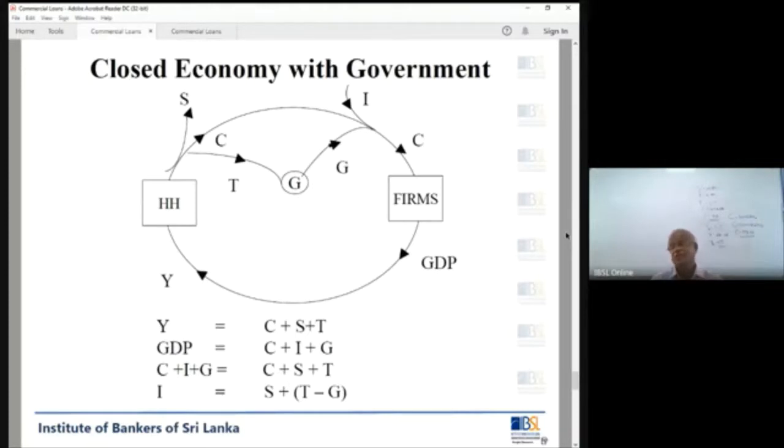Because with these dissavings, the government pays salaries and wages, pensions to the people, and loan installments. That's why the current expenditure is much higher and T minus G is negative. You can't say it is bad. They also generate economic activity.